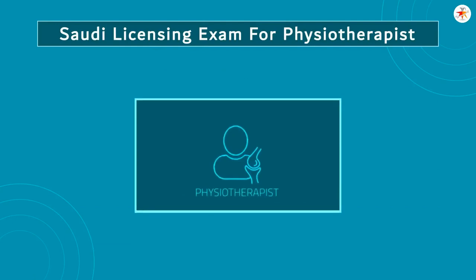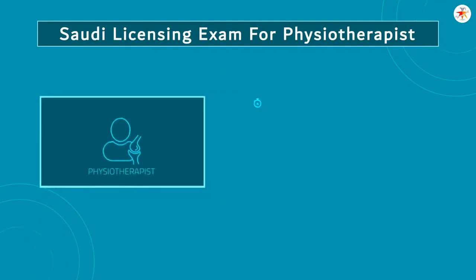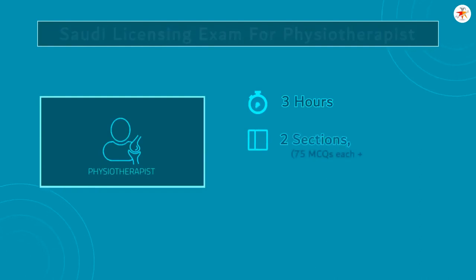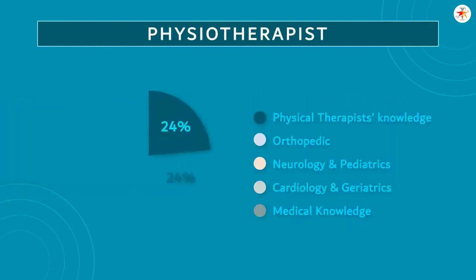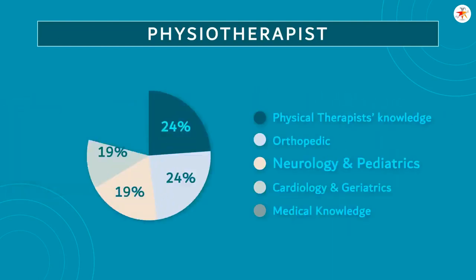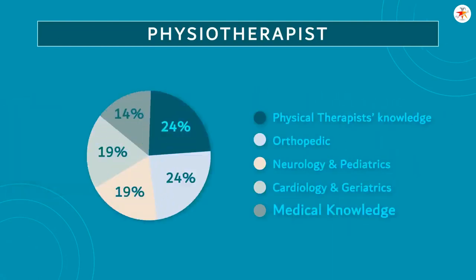This exam for physiotherapist consists of 3 hours and is divided into 2 sections. Each section contains 75 questions, including 10 pilot questions. You can take a scheduled break of 15 minutes between the 2 sections. Passing score is about 60%. The exam contains the following percentage of questions from different topics.